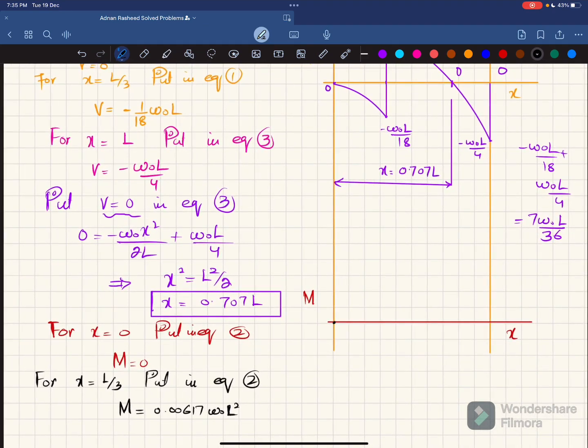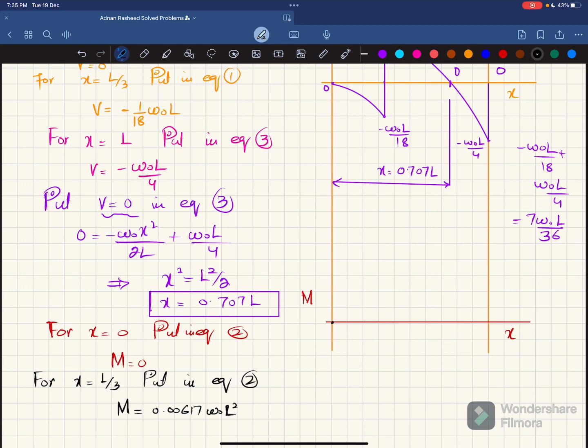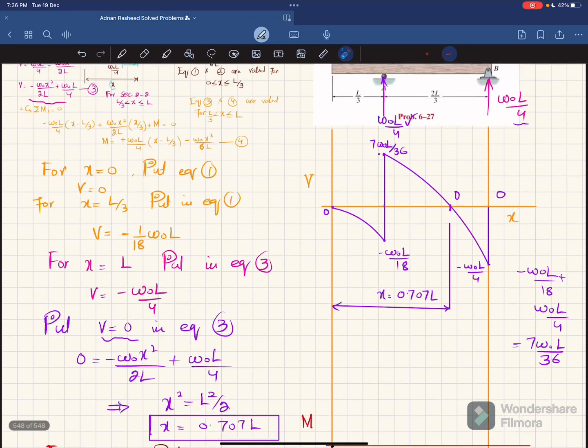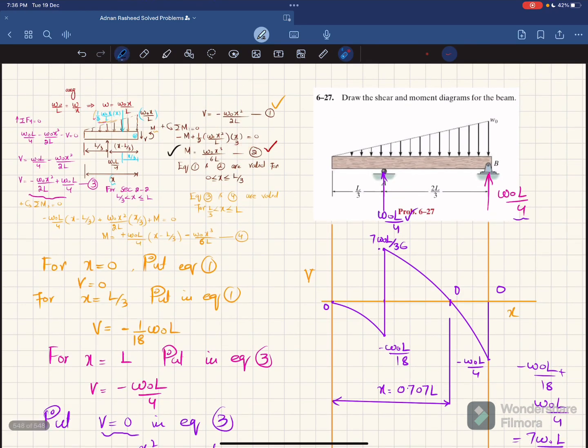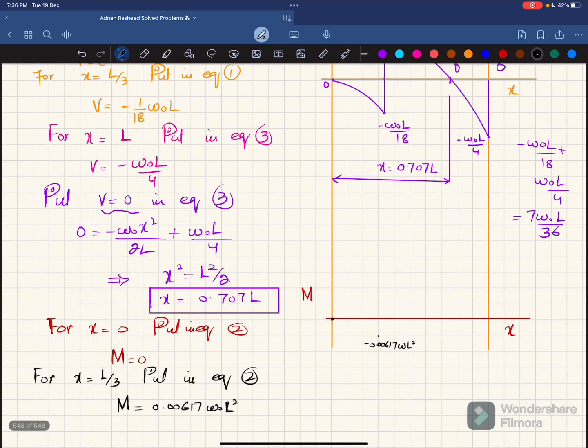So while representing this positive value on the moment diagram, it will cause the bending moment to go downward. So let this point be minus 0.00617 W naught L square. This is a convention given in the book. And you can see that the shear force is a second degree curve, and the moment is a third degree equation. So it will also be a third degree curve, and the bending moment will be like this, starting from 0 till this end.